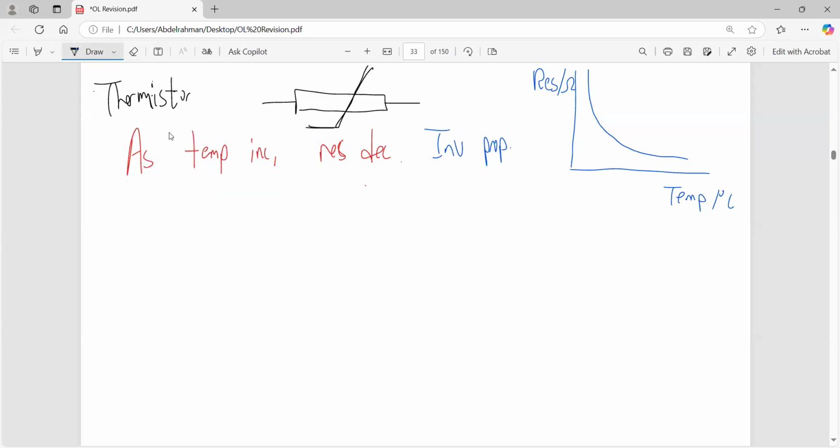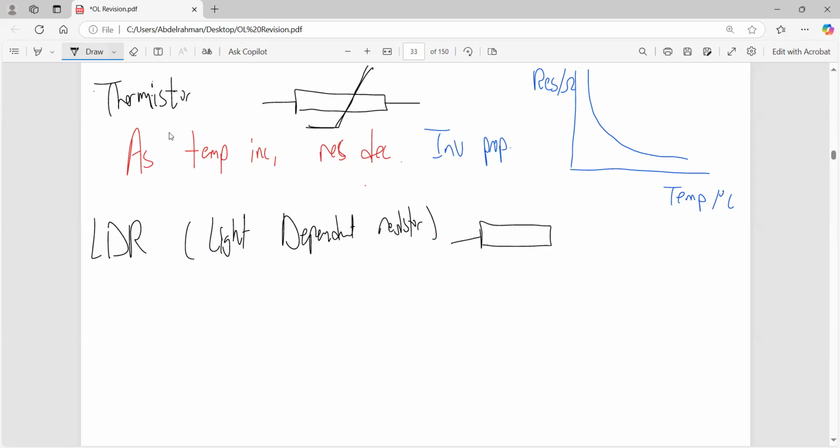This is the thermistor. What about another component which is called an LDR, a light dependent resistor? From its name, it's a resistor that depends on the light. Again, how does it work? Let's draw the LDR first. It's a resistor with some light rays falling on it.